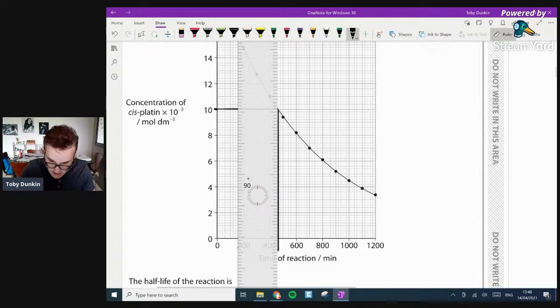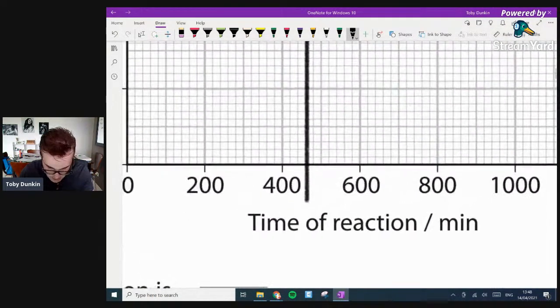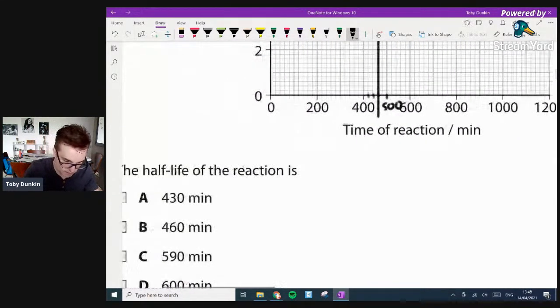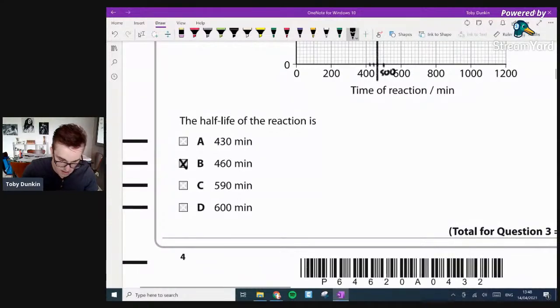There we go. Okay, so I can now zoom in, check the time. So we've got 400 to 600, so this is going to be 500. What that means is this is going up by 20s, 420, 440, 460. Seems very reasonable to me.